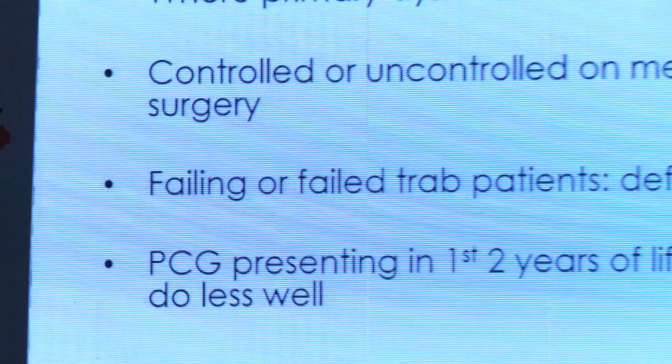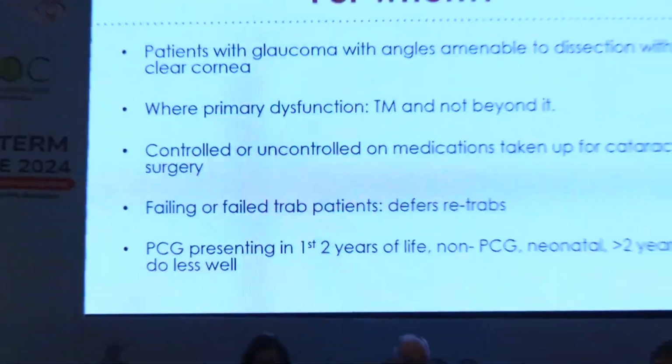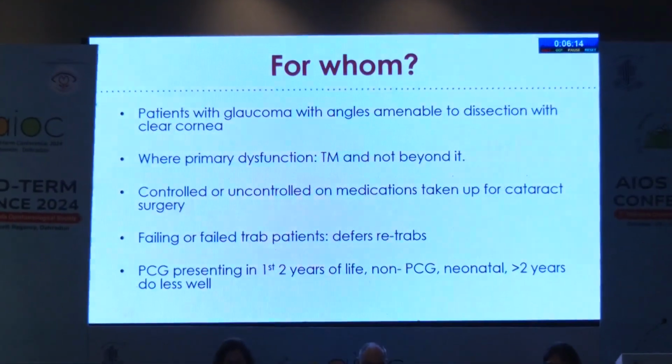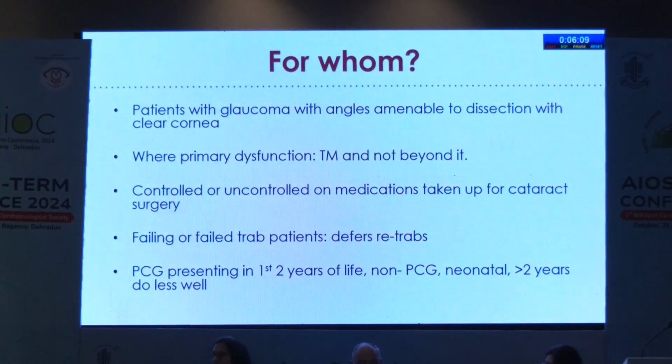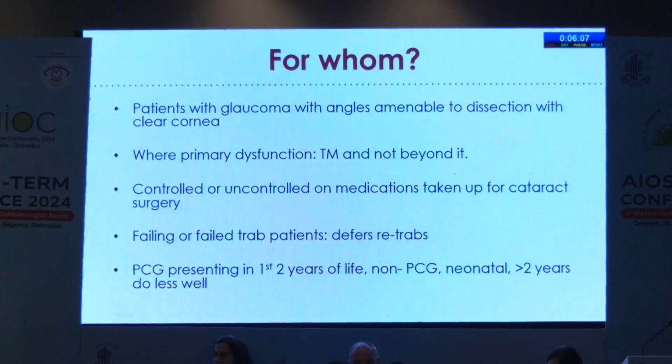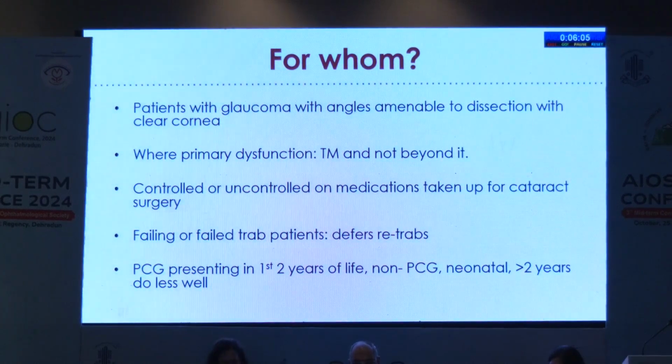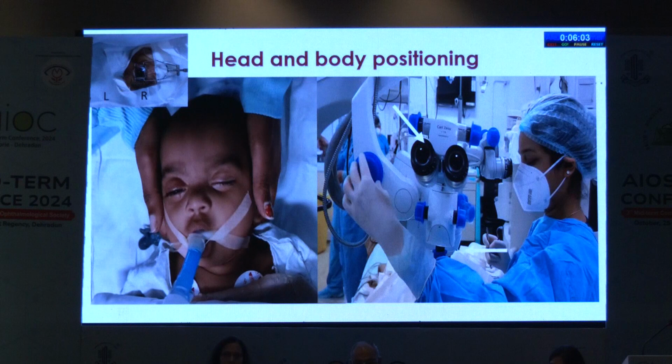But which patients to perform this surgery on is important. Patients with glaucoma should have angles amenable to dissection with clear cornea, and the primary dysfunction should be at the level of the trabecular meshwork. If you're expecting collector channel dysfunction, then better not to perform this surgery. The patient should not be a very high IOP patient. They should be controlled or borderline controlled on medications. We can also do the surgeries in failing or failed trab patients and in primary congenital glaucoma patients.